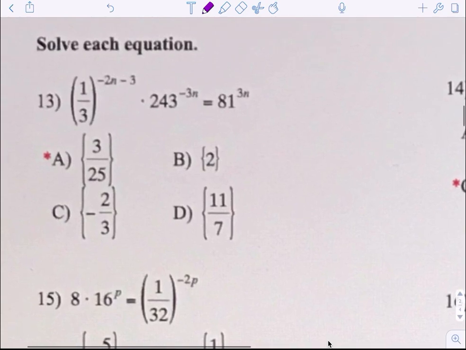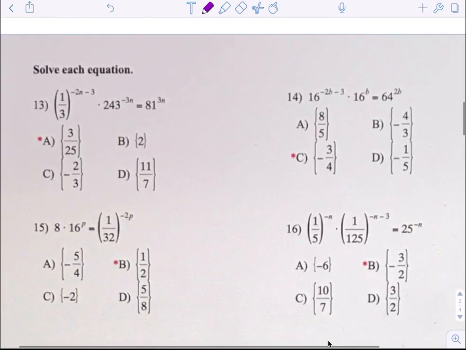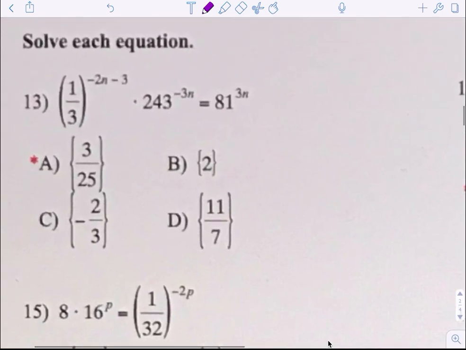Alright, so for 13 through 16, you just have to find a common base between every single term. For this one, I see that all of them could have a common base of 3. So 3 to the negative 2n minus 3, 3 to the 5th, to the negative 3n, and 3 to the 4th times 3n.